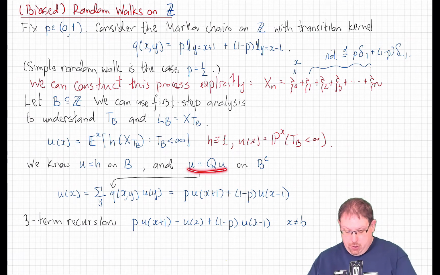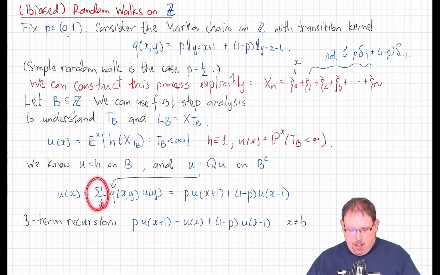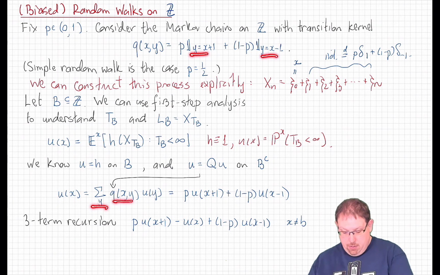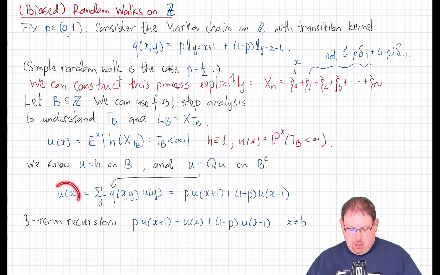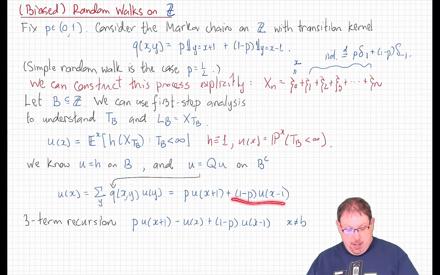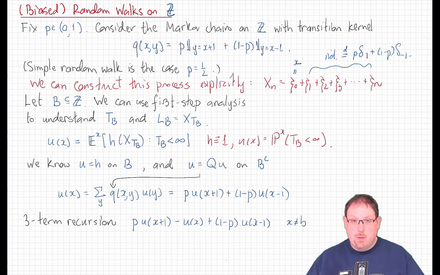And so we can write that out pretty easily right now. What this recursion says is that u of x is equal to the sum over all y of q of x,y times u of y. But in this infinite sum, there's only two non-zero terms. And so that says that u of x is equal to p u of x plus 1, plus 1 minus p times u of x minus 1. In the special case p is equal to 1/2, this is exactly the recursion that we analyzed 2 lectures ago, that u is equal to the average of its values on its 2 neighboring sites.